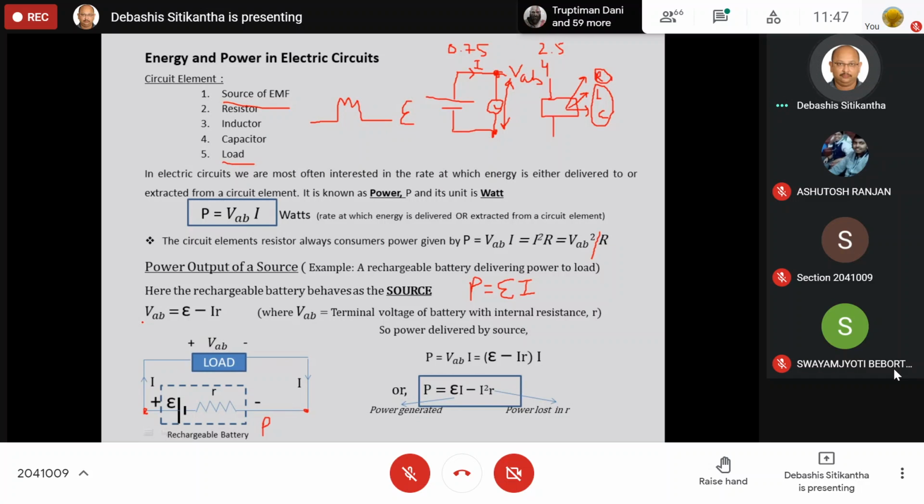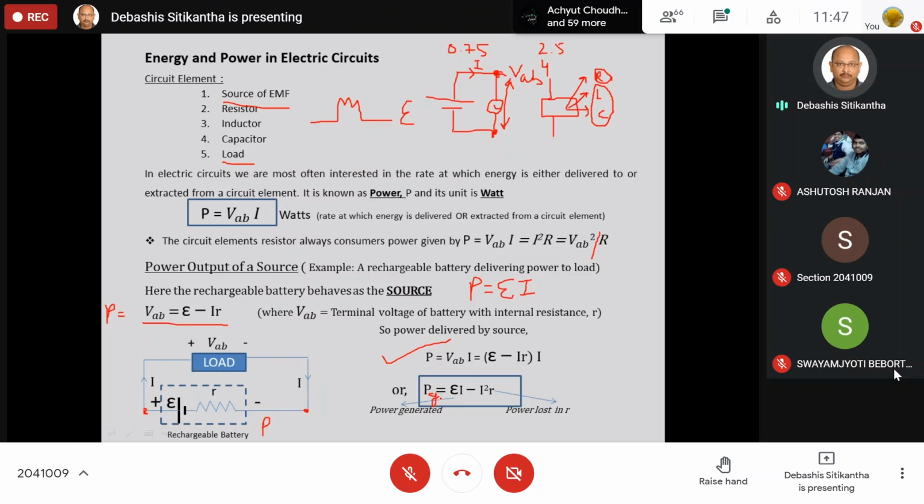So, we all know that VAB is equal to E minus IR. Now, as I told you, P is nothing but I times the potential difference. So if I multiply by I over here, I am going to get this equation. P is equal to VAB I. Now VAB in case of a real EMF source is E minus IR, multiplied with I. So ultimately what I am going to get is EI minus I square R. Now this is the power that is given out by the EMF source.